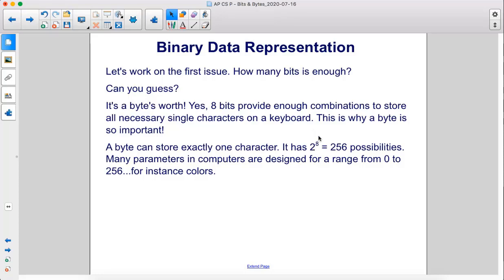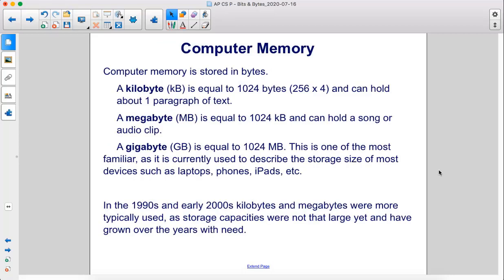A byte can store exactly 1 character. It has 2 to the 8th, or 256 possibilities. Many parameters in computers are designed for a range from 0 to 256. For instance, colors. Computer memory is stored in bytes.